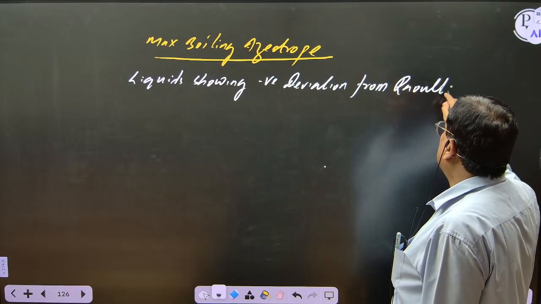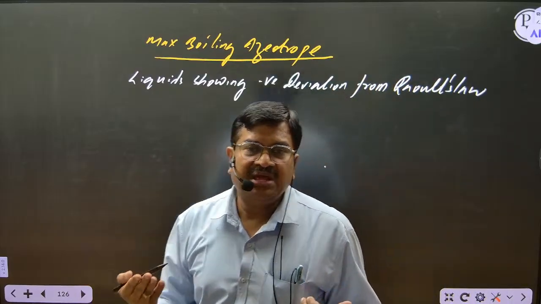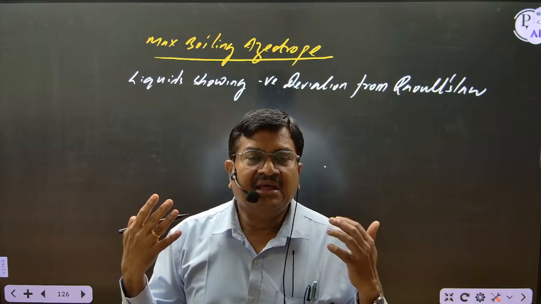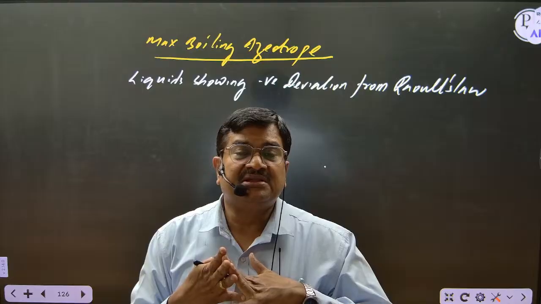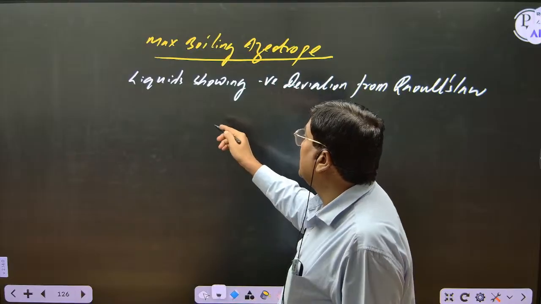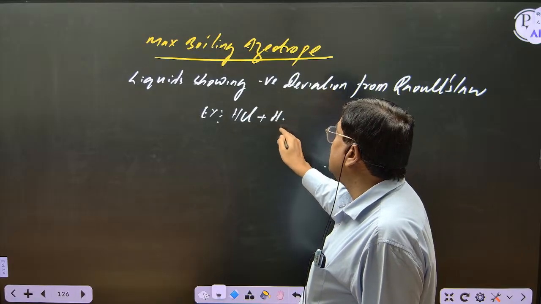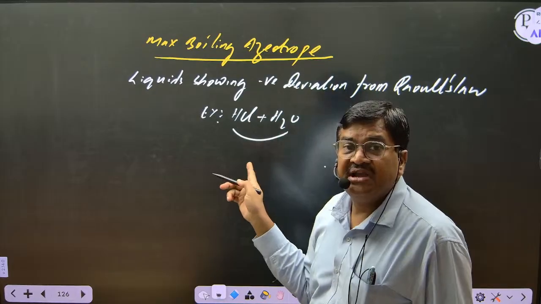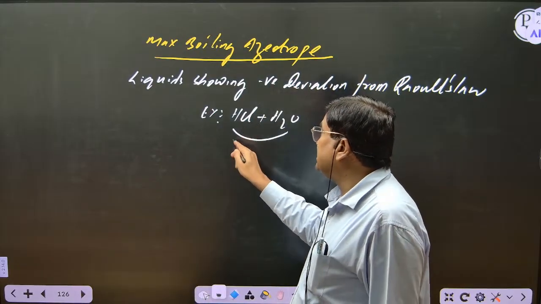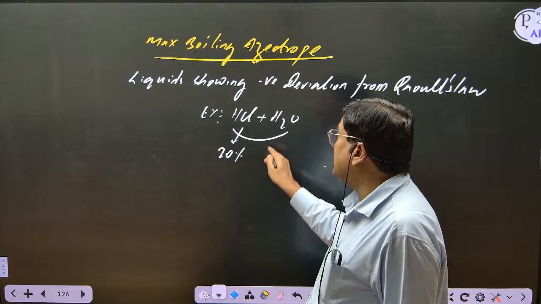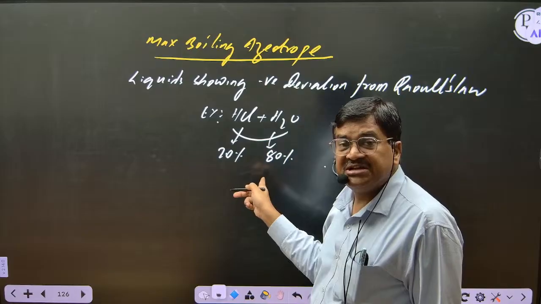Now the key point, which I told you: keep in mind that negative deviation occurs where H bonds are forming. For example, a strong acid mixed with water. Now I am taking the example of HCl mixed with water. This comes under negative deviation. Here this percentage is 20% and this is 80%. The composition of these two comes as the azeotrope.